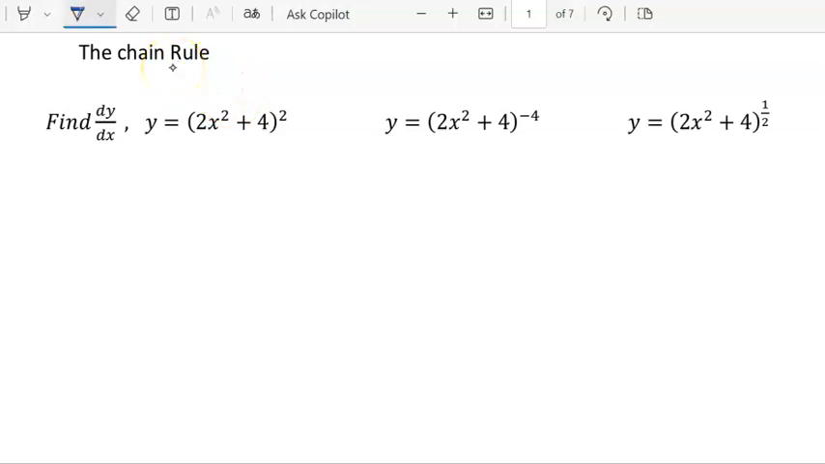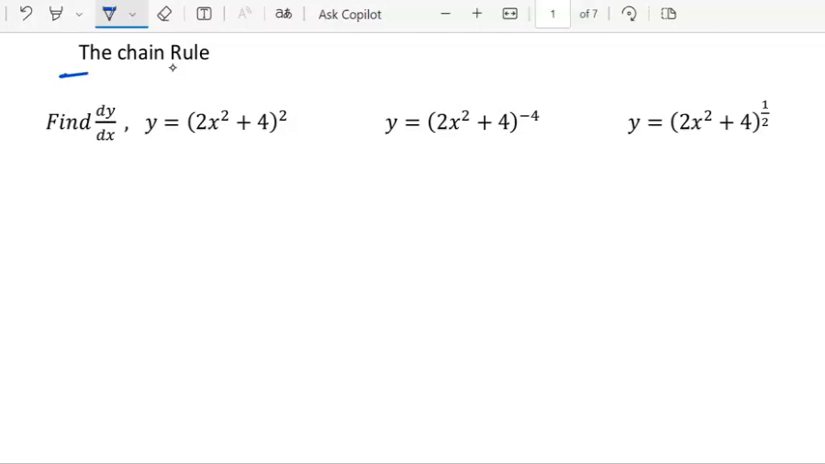Today I'll start with P3 differentiation. My first topic is the chain rule. By the end of this lesson, you should be able to do the chain rule mentally, but I'm going to go through the steps of how we come to this chain rule, and later I'll conclude how you can do it mentally. Let us dive into the lesson.